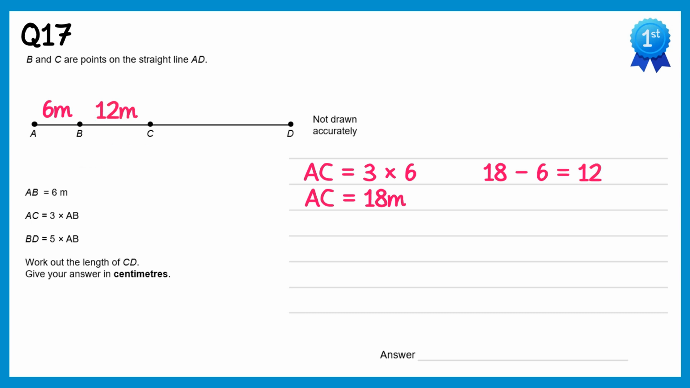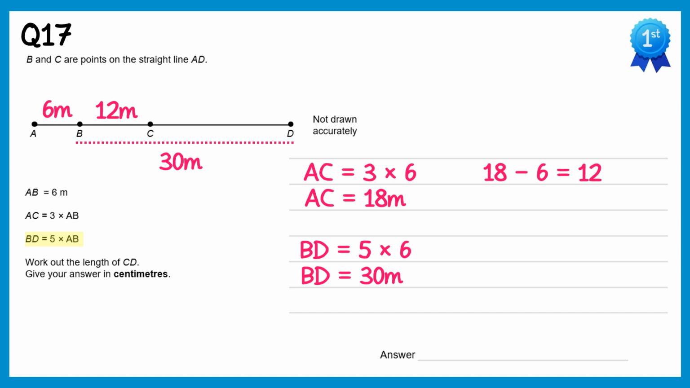We're then told that BD is 5 lots of AB, remember AB is 6, so BD is 5 lots of 6, which is 30. So from B to D is 30. We can now work out CD. Since BC and CD must add together to make 30, we do 30 take away 12, which is 18. So CD is 18 meters.